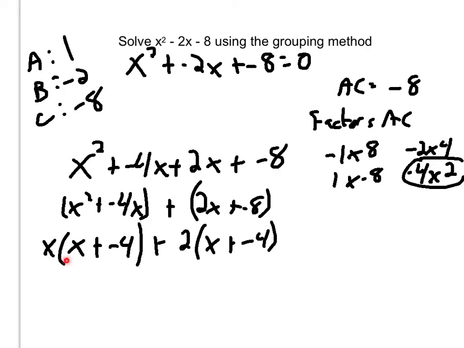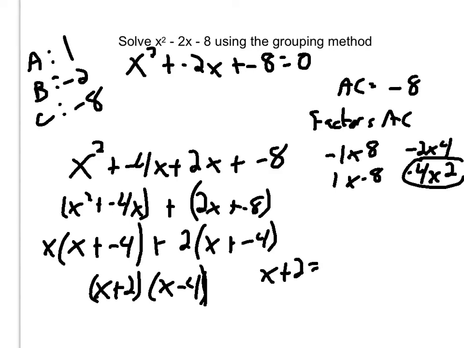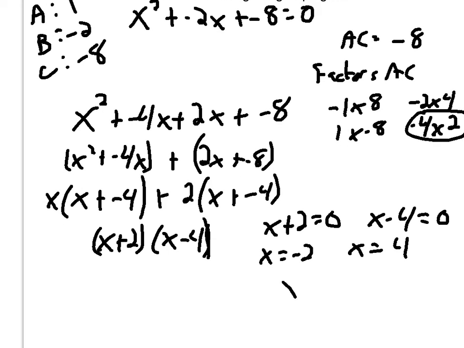So you'll see here, again, we've got the same binomial in here. That's good. So now my two factors are x plus 2 and x plus negative 4, or x minus 4, same thing. We can write it either way. And now to solve this quick, I'm going to set both of these equal to 0. So x plus 2 equals 0 and x minus 4 equals 0. So x equals negative 2 and x equals 4. Okay, and we'll write that together as one solution: x equals negative 2 and 4.